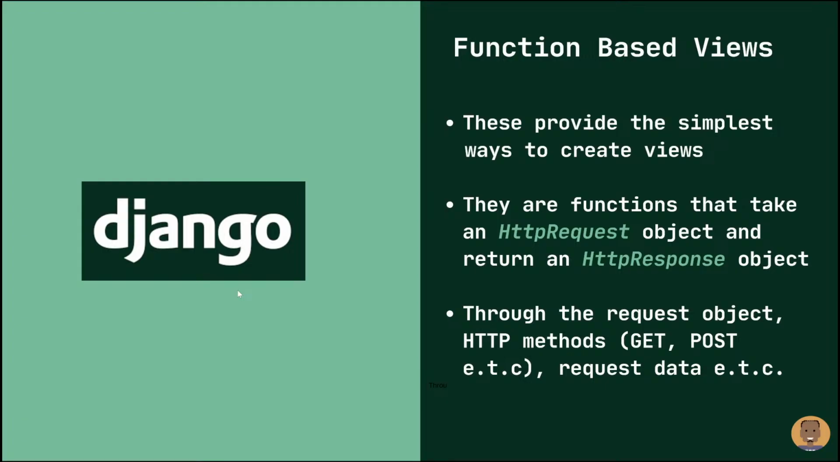Now, function-based views are basically the simplest ways to create views. You define a function that takes in an object of type django.http.HttpRequest and returns a response of HttpResponse, which is in the same module. So when you define a function and it's going to be a view, the request object is going to be the first parameter you provide to that function, just like we've seen, and then whatever you'll be returning should be a response object. Then we can also get through the request object the HTTP methods, the request data, and so on and so forth. I'm going to be showing you how this works.